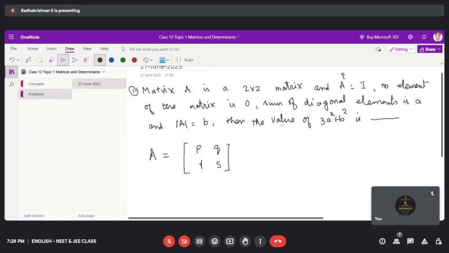Now it is given that A square equals I. So assume that A equals PQRS and find A square. It's also given that the sum of diagonal elements is A. So the sum of diagonal elements is P plus S, and that is equal to A.